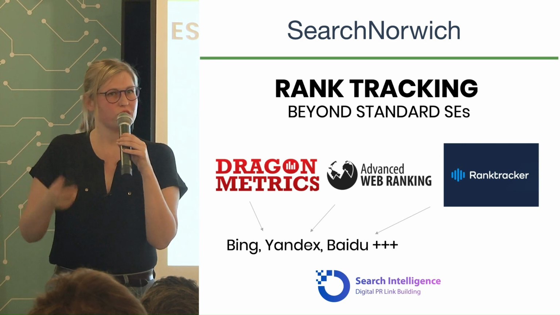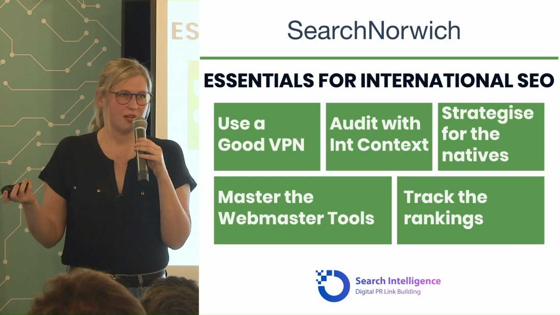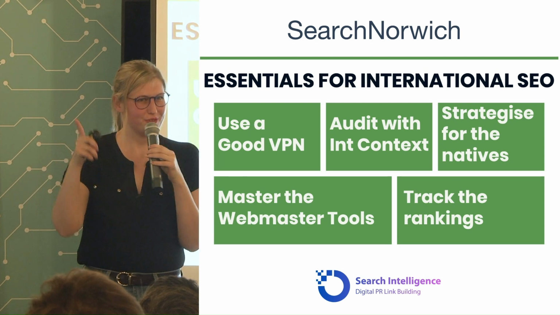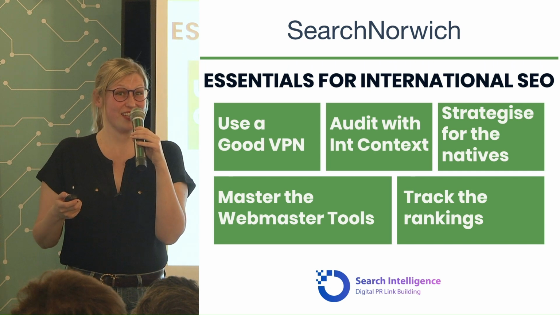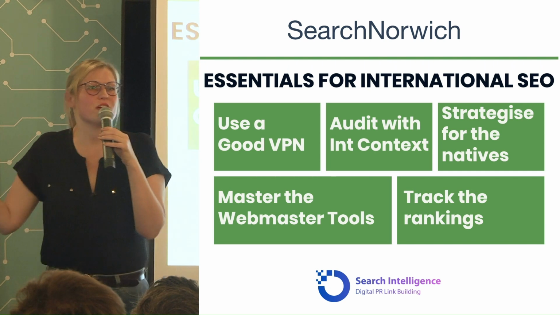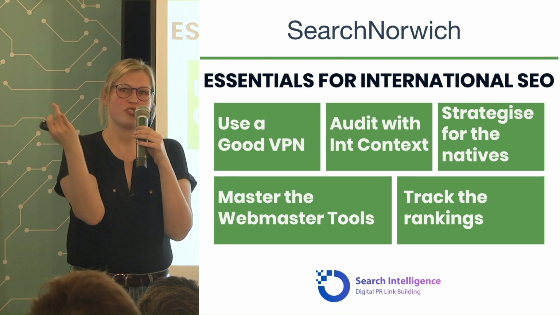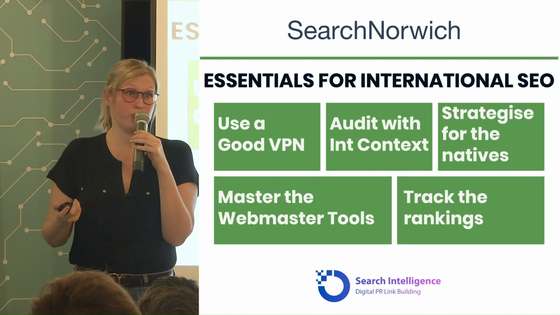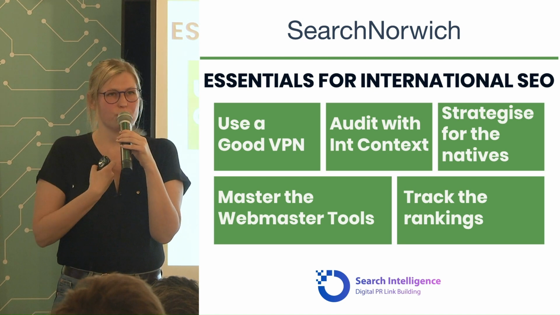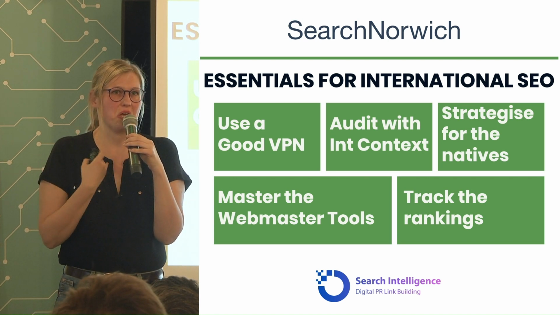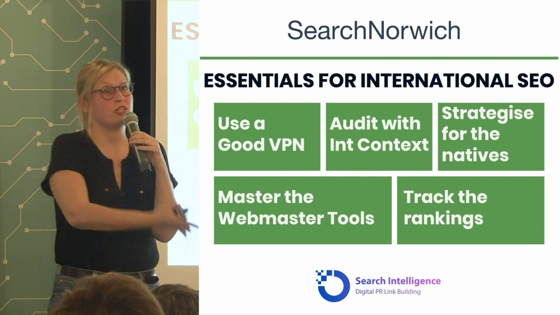Okay, so let's sum up what are the 5 essentials for international SEO. VPN, number 1. We are almost all here. We've already done the first step, great. Auditing with international context. So you don't do anything else than auditing. You actually just add that extra layer of international checks and international context to what you do already. Strategies for the natives. So you don't have to pretend to be a native speaker. You don't have to be one. You have to know how to communicate what they need to do to the native speakers.